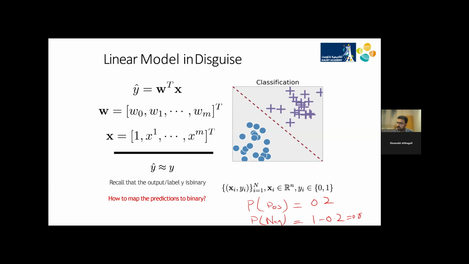And how we classify it, we can easily just define a threshold of 0.5 and say that if the probability of positive is greater than or equal to 0.5, then we say that it's positive, or if it is less than 0.5, then it's negative. Simple as that.